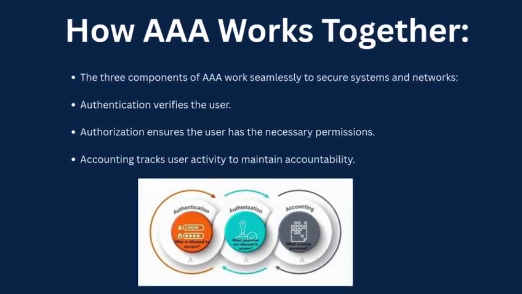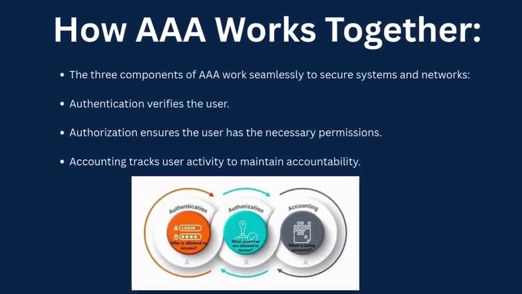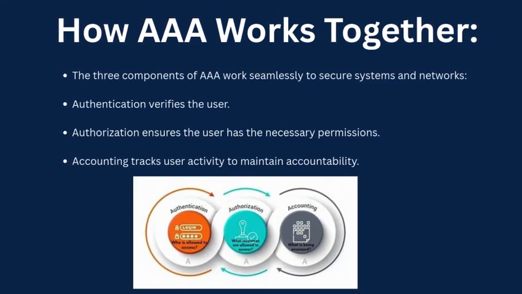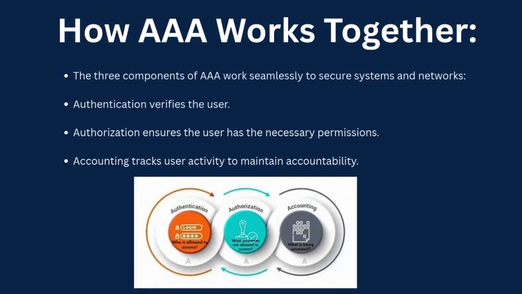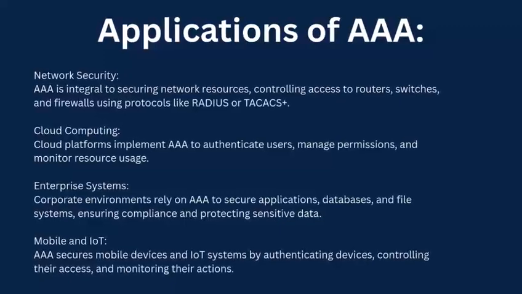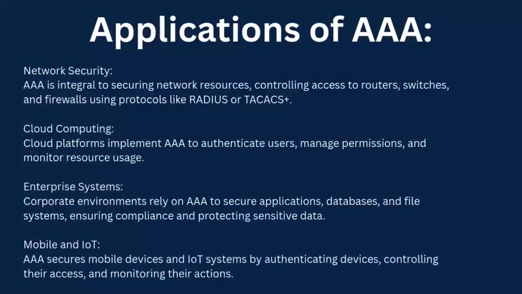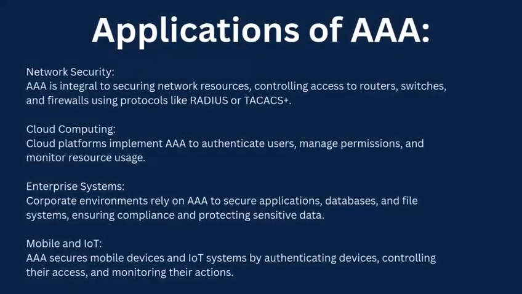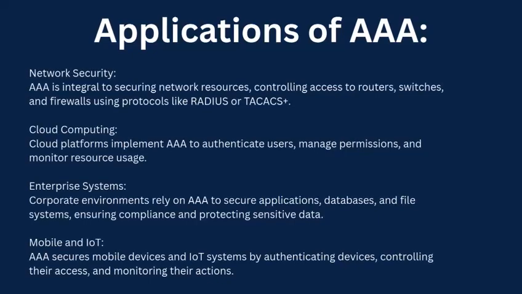How AAA works together. The three components of AAA work seamlessly to secure systems and networks. Authentication verifies the user. Authorization ensures the user has the necessary permissions. Accounting tracks user activity to maintain accountability. Applications of AAA. Network security. AAA is integral to securing network resources, controlling access to routers, switches, and firewalls using protocols like RADIUS or TACACS+.